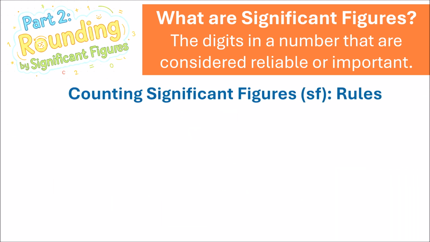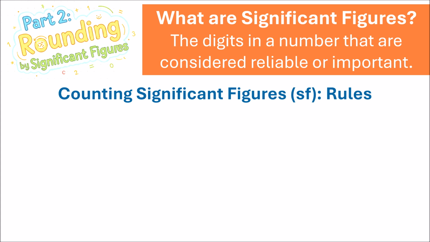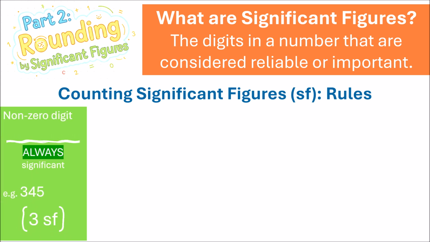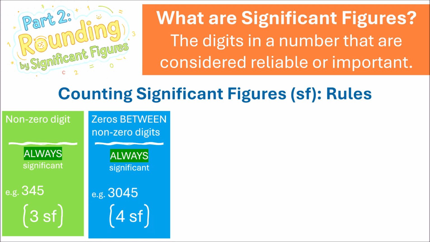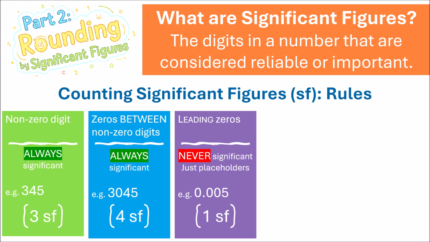So, let's look at some simple rules about counting significant figures. 1. Non-zero digits are always significant. For example, 345 has 3 significant figures. 2. Zeros between non-zero digits are always significant. For example, 3045 has 4 significant figures. 3. Leading zeros are never significant. For example, 0.005 has 1 significant figure.